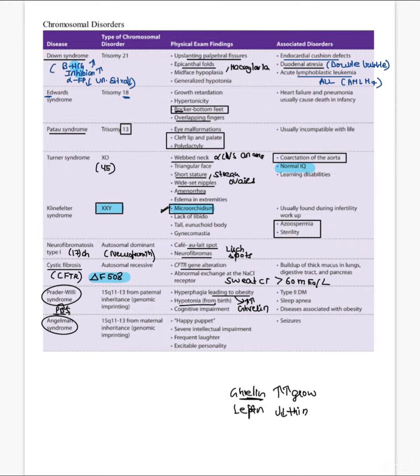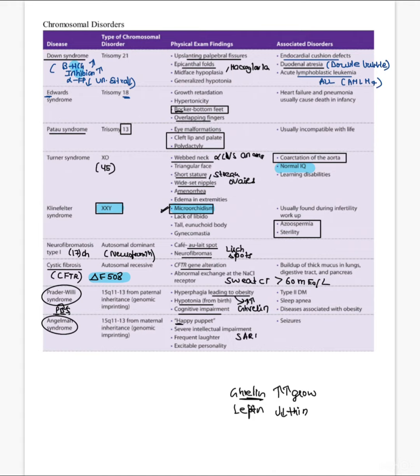Then hypotonia and cognitive impairment. Okay, these are the things in Prader-Willi. So the child is an obese child. This is important, guys. Then Angelman syndrome. Mothers are angels, we say, guys. So here the child is always laughing, a happy puppet.